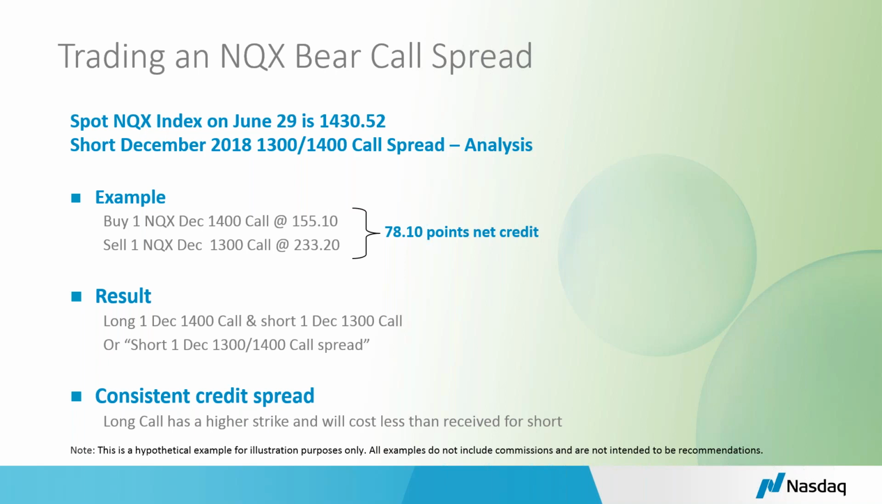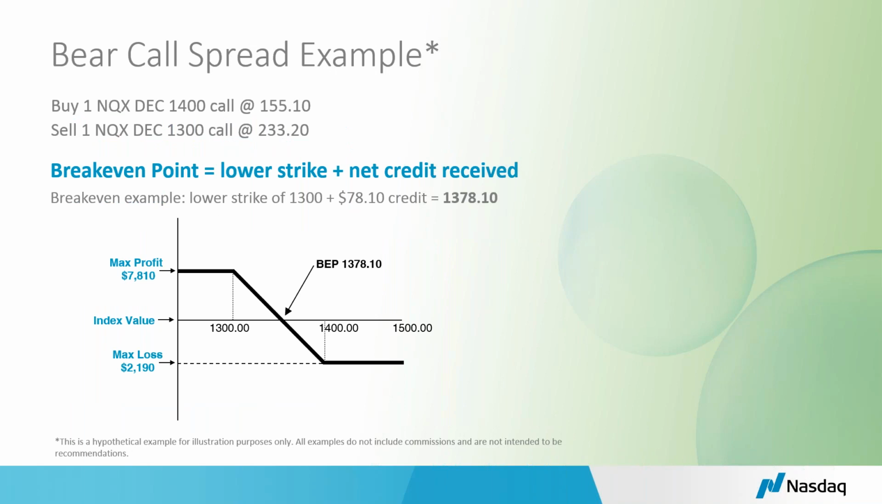And of course, important to note, with any type of credit spread, it's consistent that the long call, which has a higher strike, will always cost less than what is received for the short strike, which is lower. But where this trade goes from here is obviously a function of the market, where we are today, and where we're going until the end of December. So let's look at the maximum profit and maximum loss scenario.